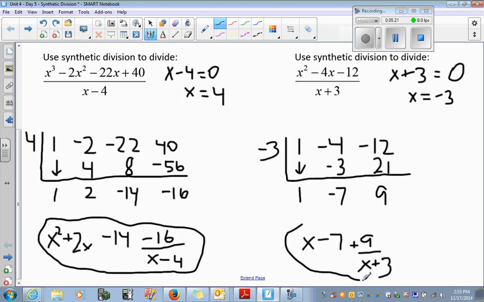So this is how you would perform synthetic division. Okay? Now, try the other examples which you have on your worksheet. All right? Talk with you later.